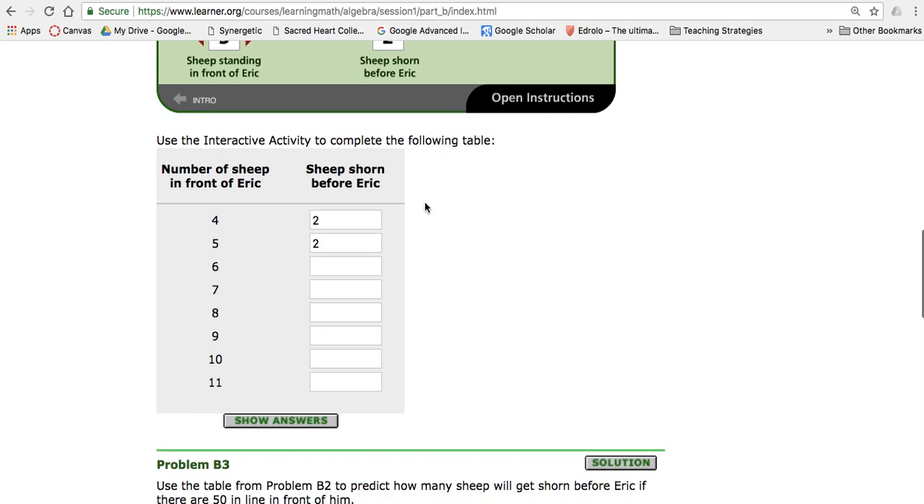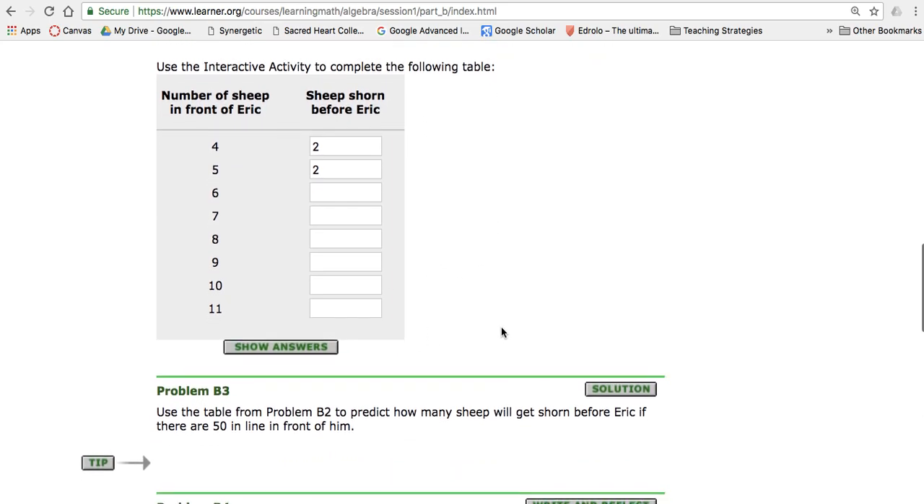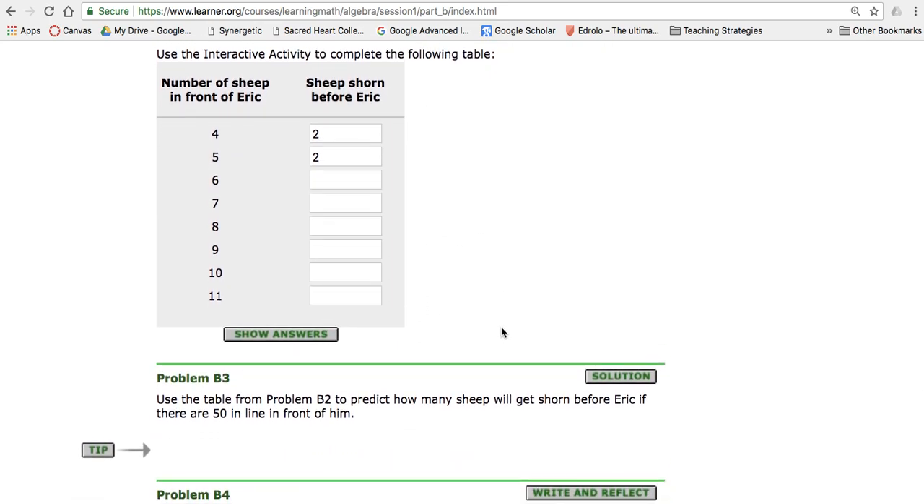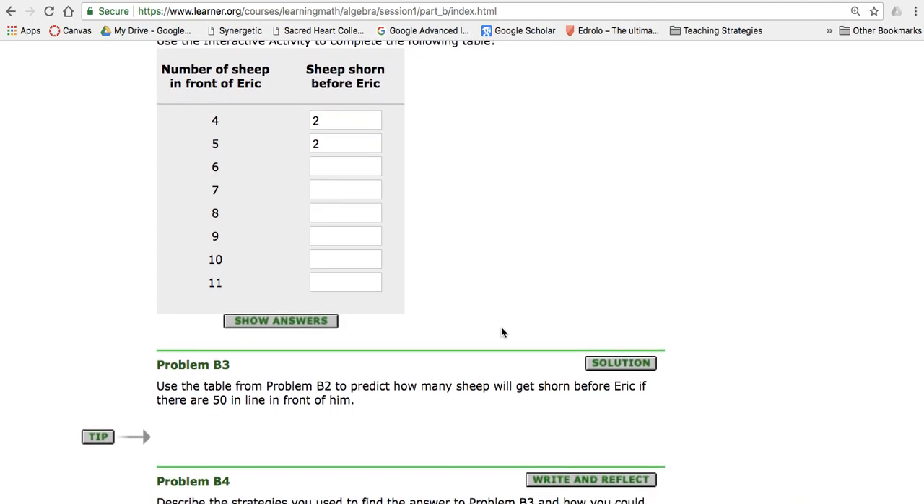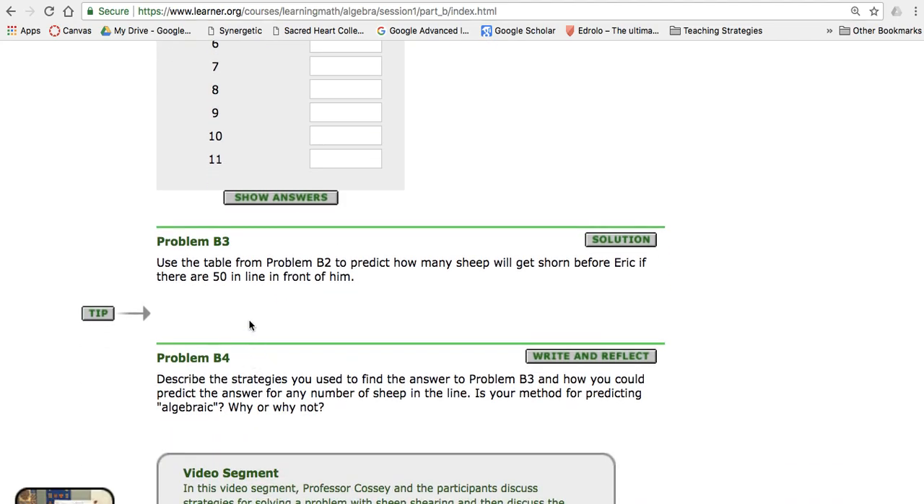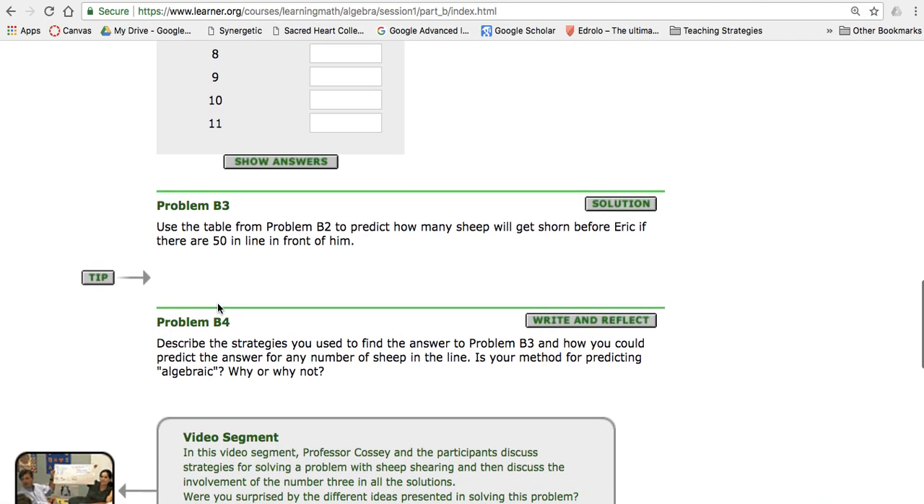So your job is going to be to fill in the table and then see if you can predict how many sheep are going to be shorn before Eric if you know how many sheep are in front of Eric. So we only go up to 11 here. What would happen if there were 12? What would happen if there were 50? And there is a tip here that you can click if you want a little bit of help with that.